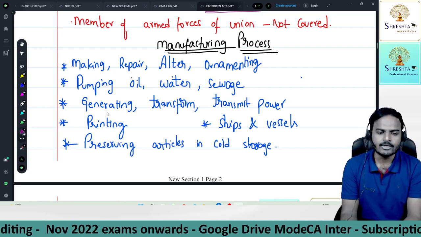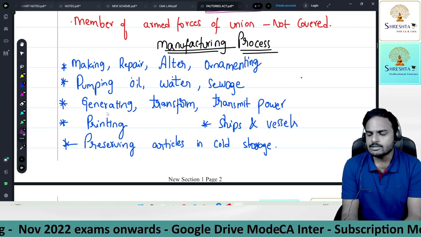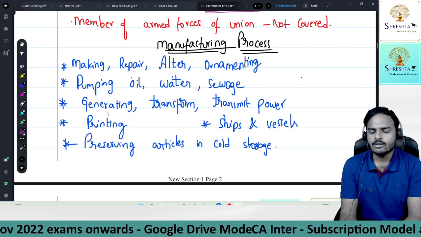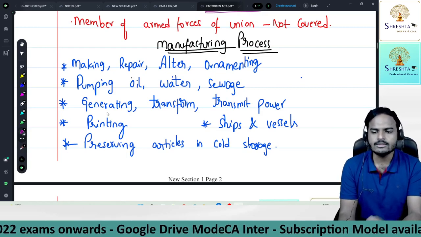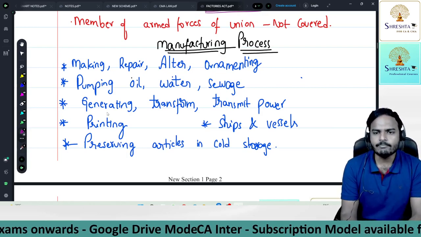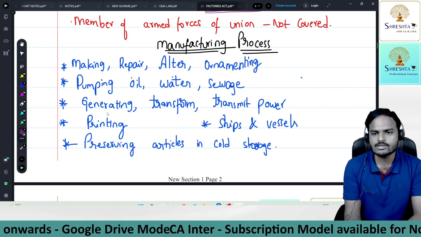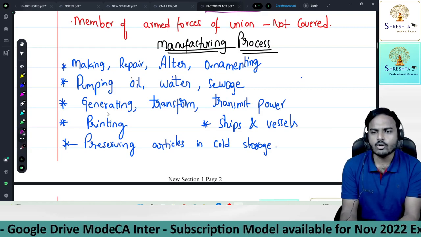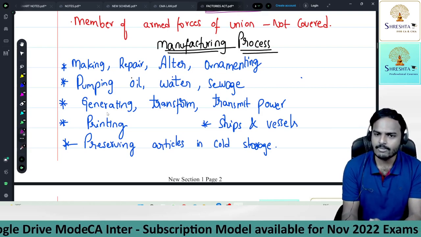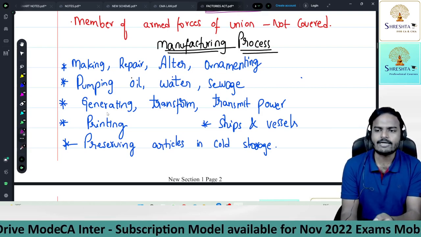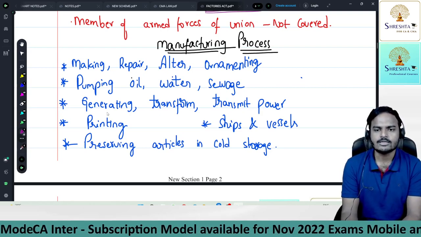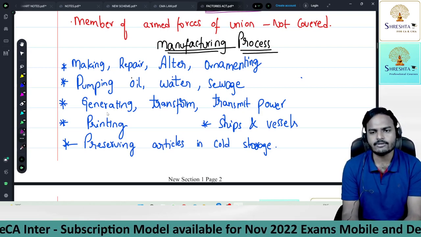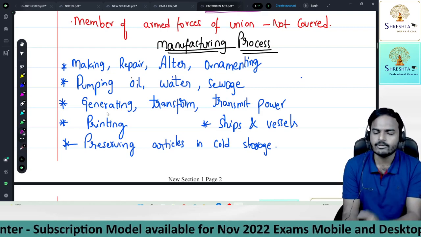You might service it. Suppose my bike, I purchased it one year back. Now it is not in a good condition. I took it to the service center. They made repair. It will also come under manufacturing process. And then pumping oil, water, sewage, pumping comes under manufacturing process. The raw material, we are keeping it in usage. Next one, power generation, power transformation and power transmission.